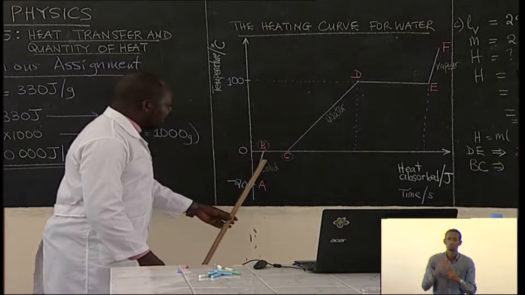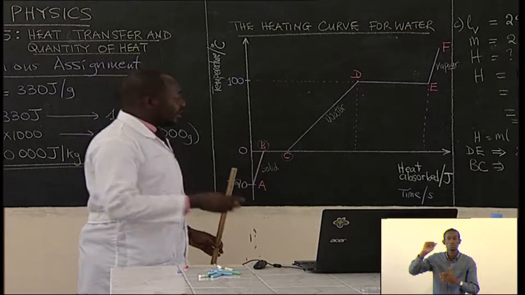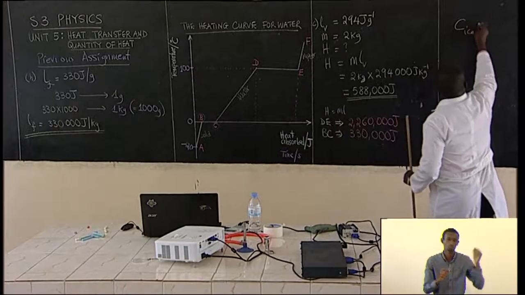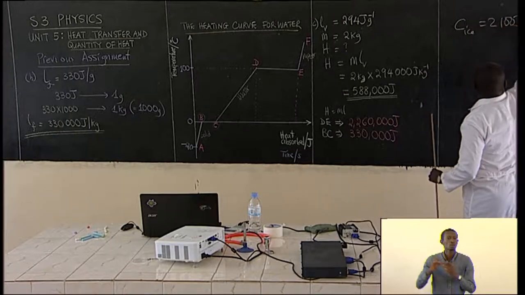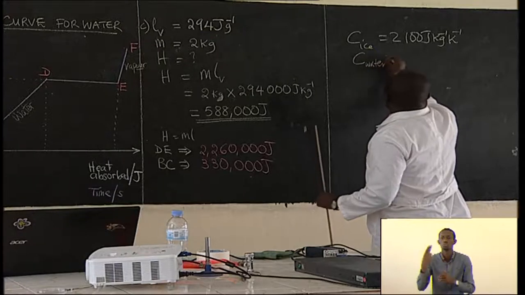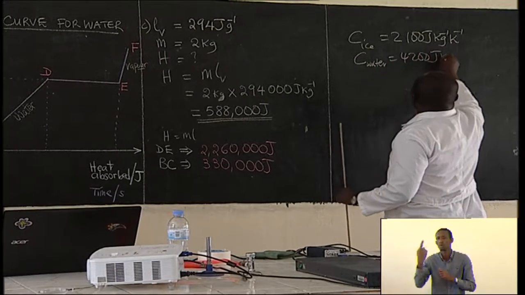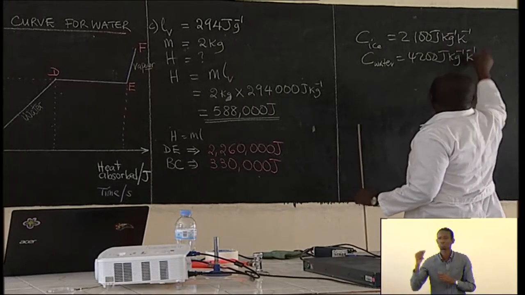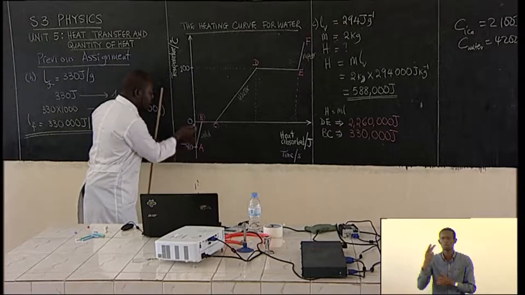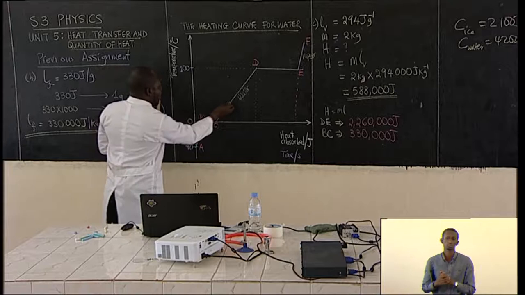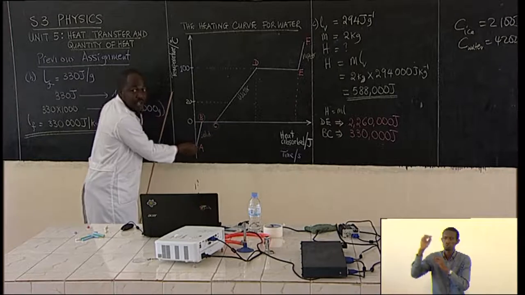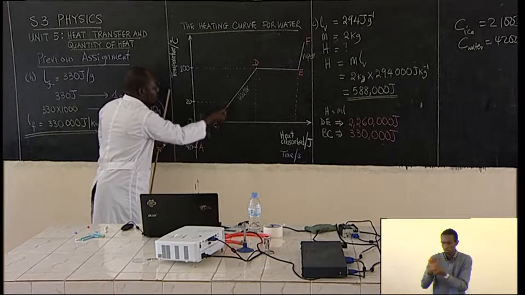Again, when you look at specific heat capacity of ice, let me write it here. Specific heat capacity of ice is 2,100 joules per kilogram per Kelvin. Then specific heat capacity of water is 4,200 joules per kilogram per Kelvin or per degree Celsius. So from negative 20 up to zero, change in temperature is 20. Again, this is ice changing its temperature by 20, and this is liquid water changing its temperature also by what?